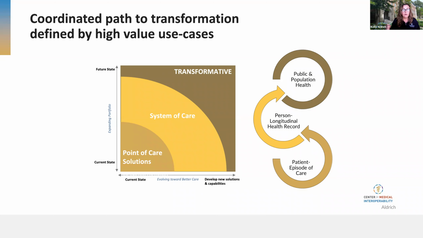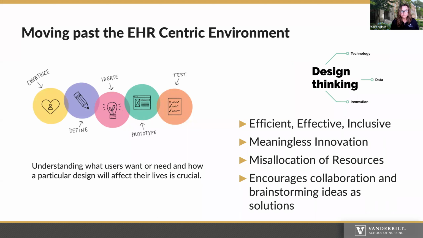And then if you also scale that up, then we have public and population health effects. So we have to look at high valued use cases and coordinate this path to transformation. One single idea won't necessarily transform a healthcare system from something that we know from To Err Is Human, crossing the quality chasm. But ultimately, as we look at this from a systems of care, we need to have an impact. And of course, that's where we're looking for improvement.